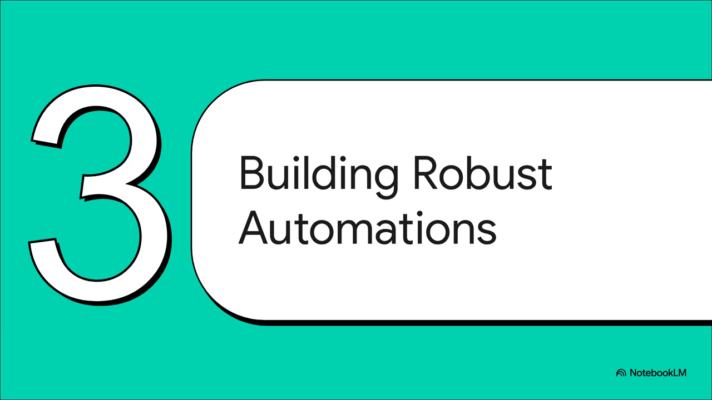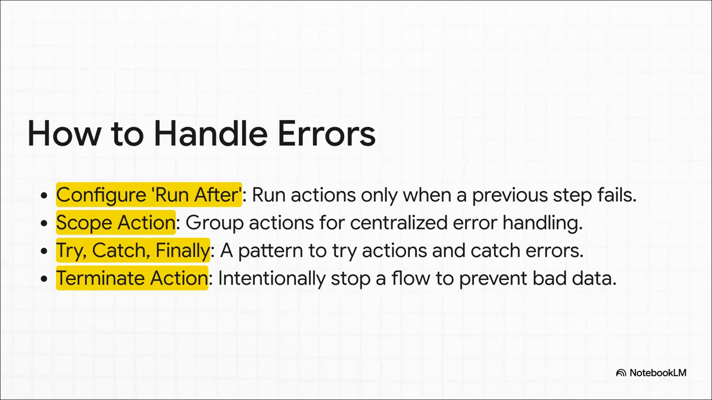Okay, we've got the basic building blocks down. Now let's talk about how to build flows that don't just work on a sunny day, but are robust and resilient. In a real-world job, it's not enough for a flow to just work. It has to be able to handle it when things go wrong. Because let's be real, things do go wrong. An API might be down, a file might be missing, it happens. A great developer plans for this.